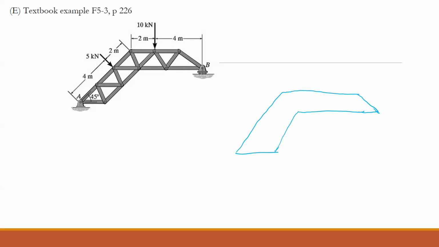So what do you have at A? Unknown X, unknown Y, and a moment. Why the moment? Is it a pin or a fix? Because it's a pin. So a pin lets the structure rotate. Am I right? Yes. So we don't need to draw the moment. How about B? What do you have at B? It's got to be the same thing because it's another pin.